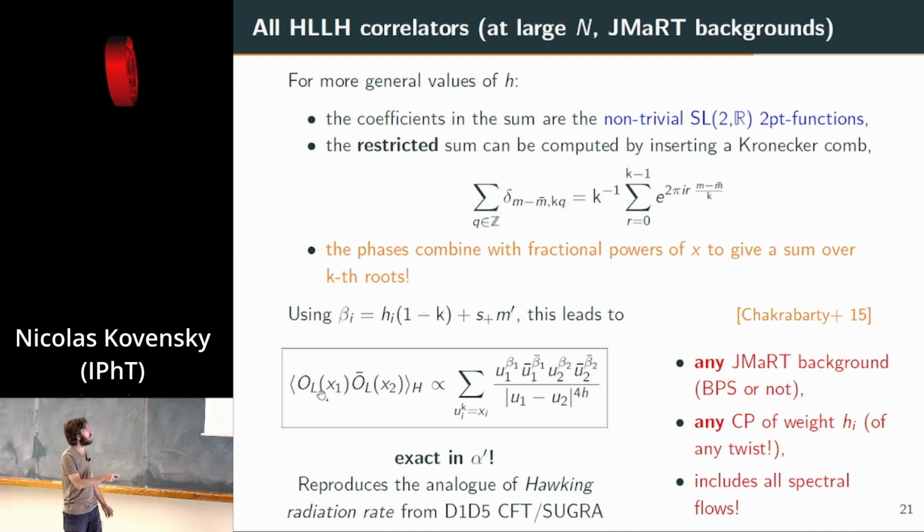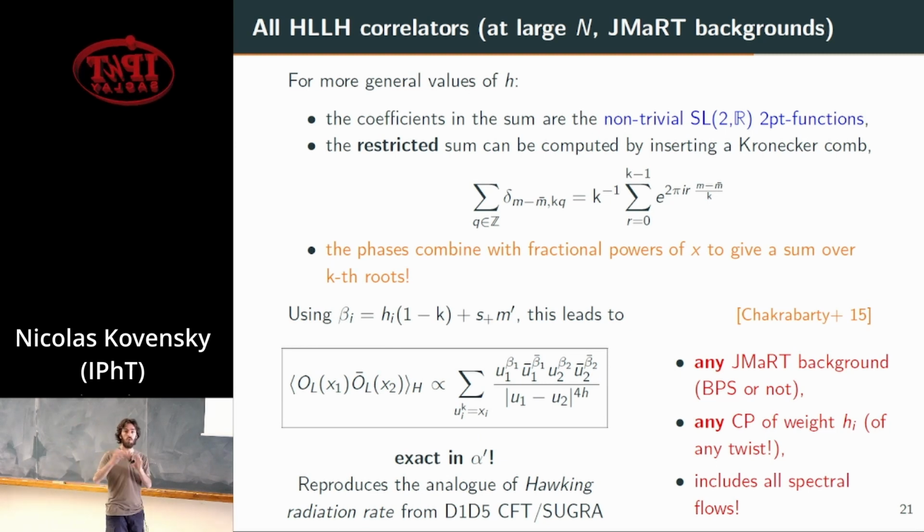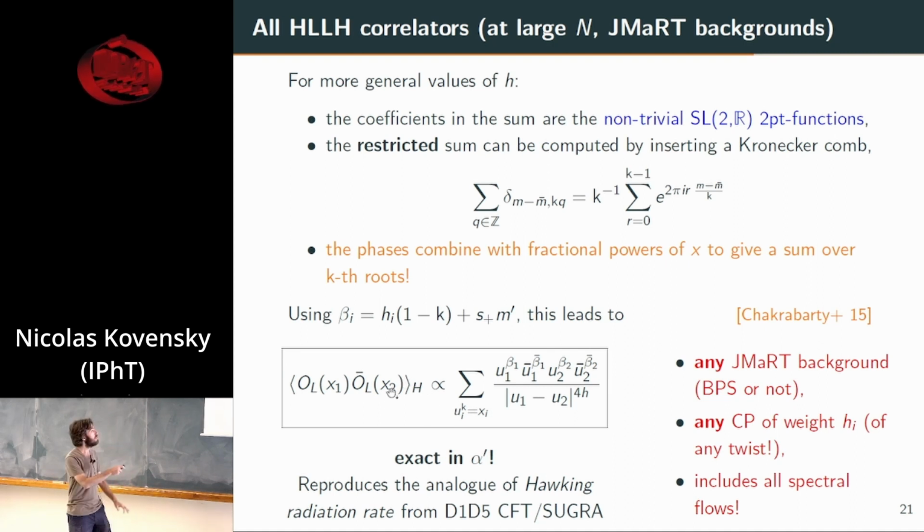So again, this is a worldsheet computation. The language is maybe slightly misleading, but this is a worldsheet computation, and it should not be confused with the symmetric orbifold computation. You want to compute the two-point function of two light insertions in whichever J-Mart background you choose. And what you have to do is take the vacuum two-point function, which is just this u1 minus u2 to the 4h. You insert some extra powers of u1, u2 here.